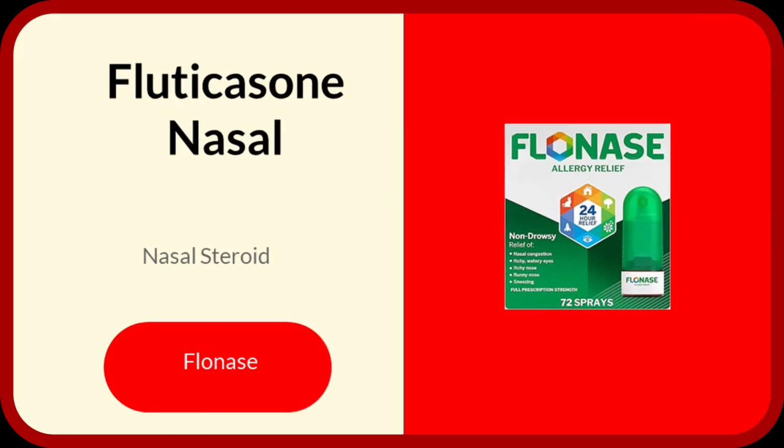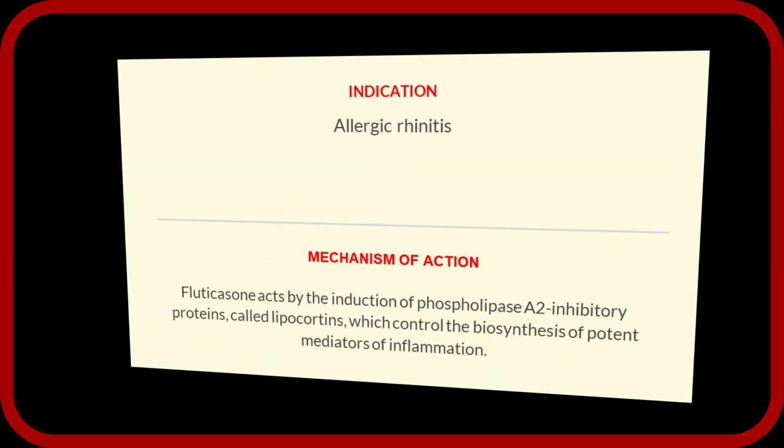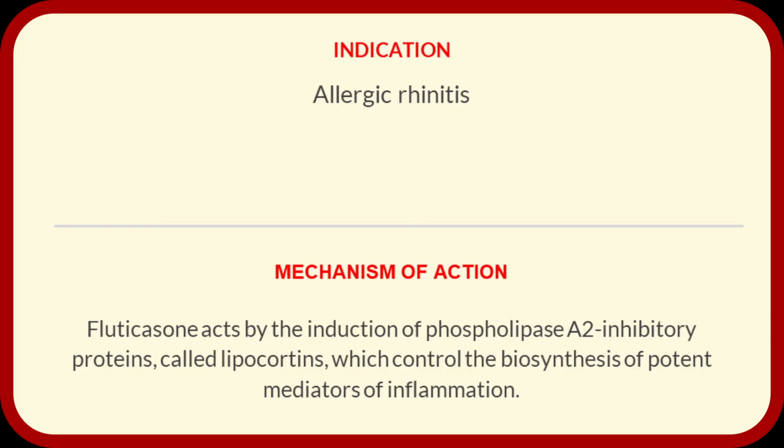Fluticasone nasal, with the common brand name Flonase, is indicated for allergic rhinitis. Fluticasone has anti-inflammatory, antipruritic, and vasoconstrictive properties. It is thought to act by the induction of phospholipase A2 inhibitory proteins, called lipocortins, which control the biosynthesis of potent mediators of inflammation.